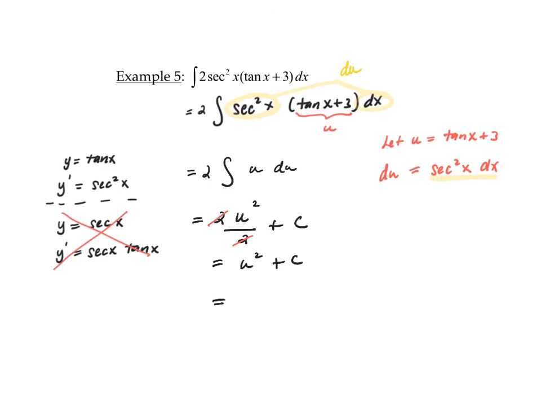Go back in and replace u with what it's equal to right over here, just tangent of x plus 3. So our final answer will be tangent of x plus 3, quantity squared plus c. No need to expand that and multiply it out.